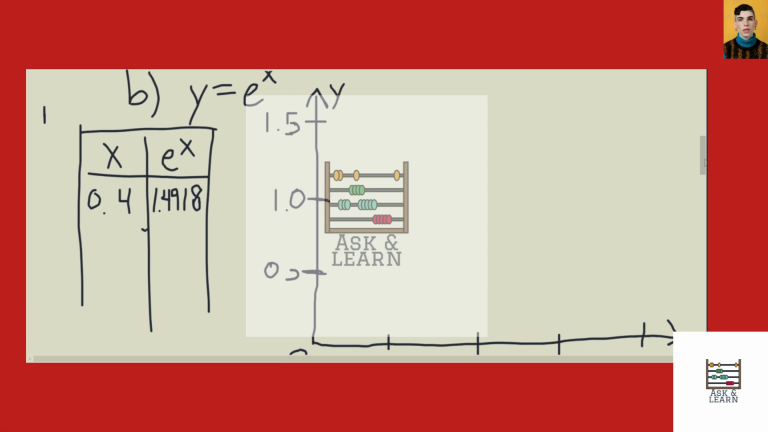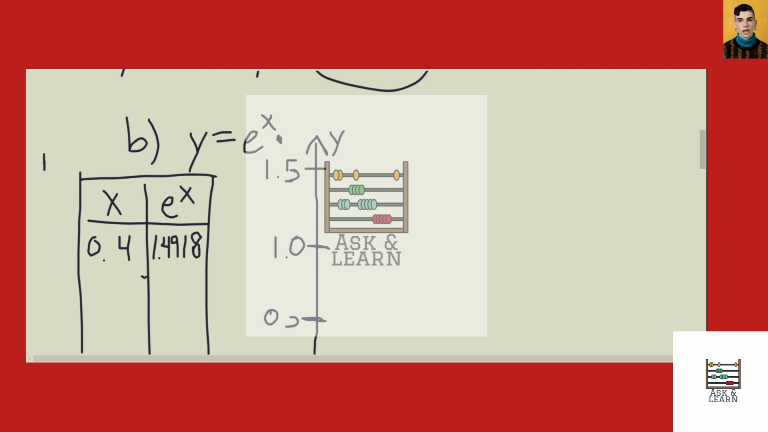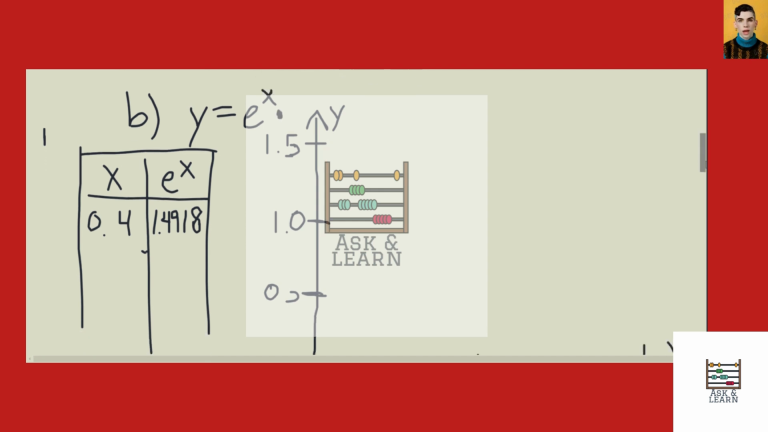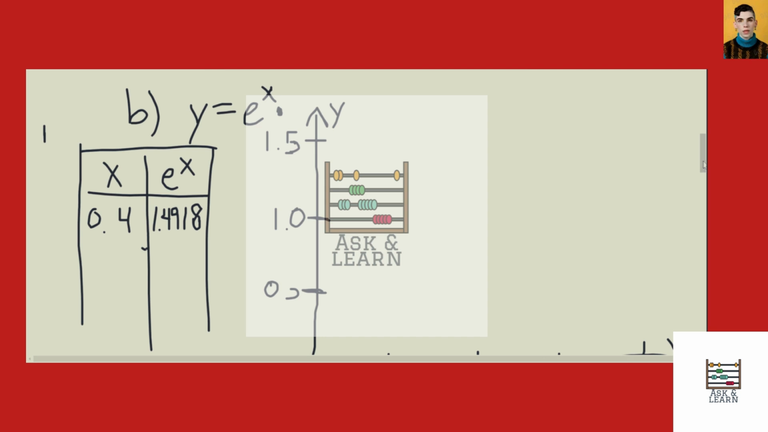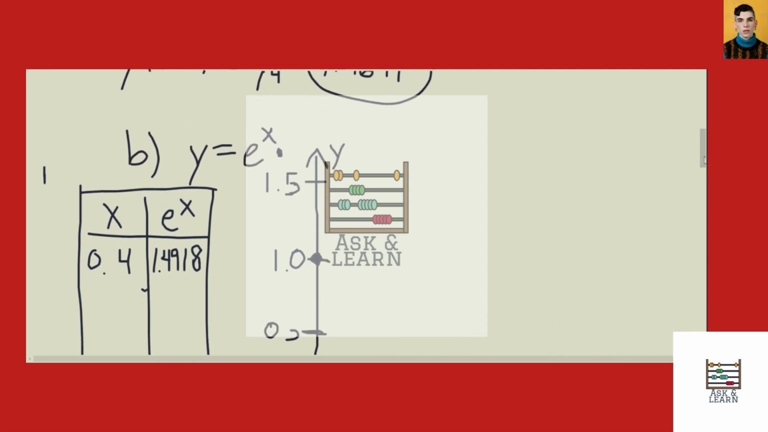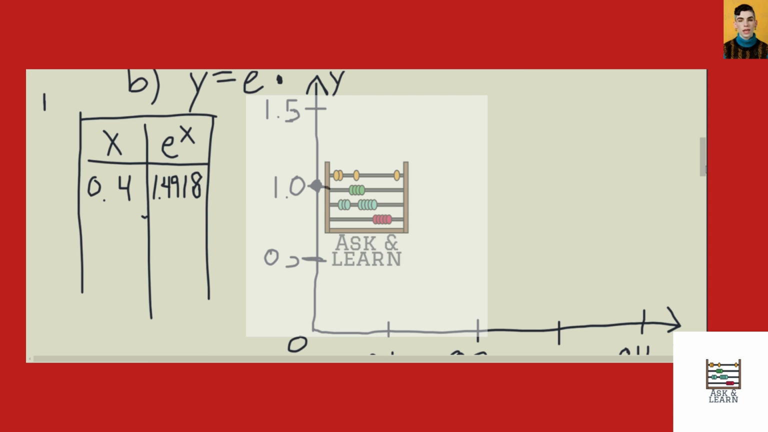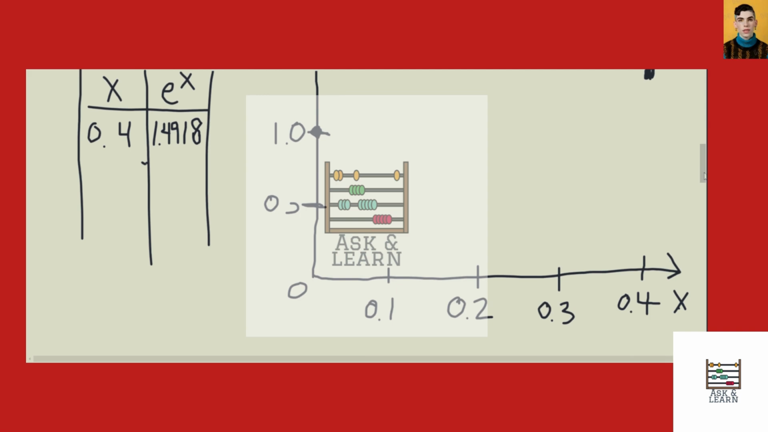And I'll graph our solution here in black. So we know, for instance, that e to the 0 is 1, so we have a point at 0, 1. We also have a point at 0.4 and just under 0.5. This is exponential. Let's draw some more points to make sure we get the right curve.